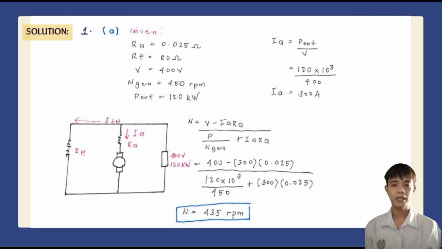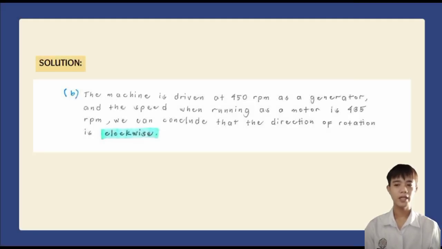So the answer for letter B is, since the machine is driven at 450 RPM as a generator and the speed when running as a motor is 435 RPM, we can conclude that the direction of the rotation is clockwise. So the direction of rotation of the machine when working as a motor can be deduced, assuming a clockwise rotation as a generator.